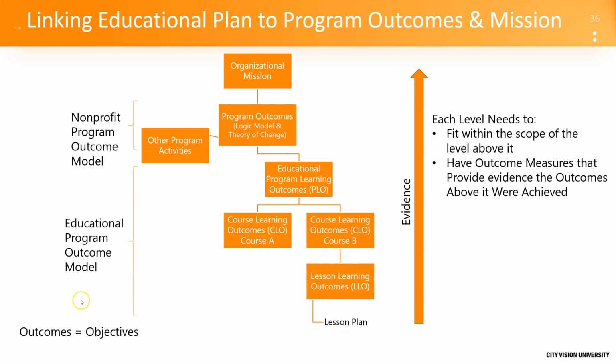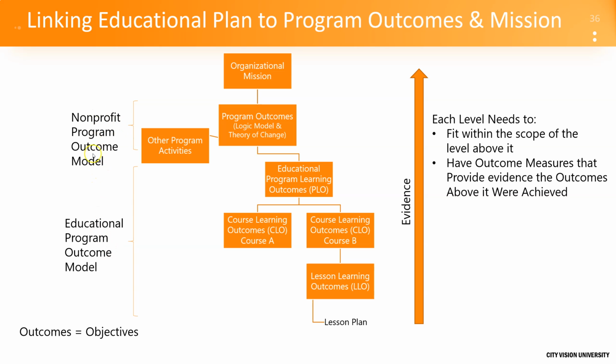Now, one thing that is important for the purposes of this course, we use the terms outcomes and objectives synonymously. So if you ever hear the word objectives, we're talking about the same thing as outcomes. That's not always the case. But as we go later in the course, and I think future weeks, we're going to go more into educational program outcomes models. And here you use things like Bloom's taxonomy and other things.